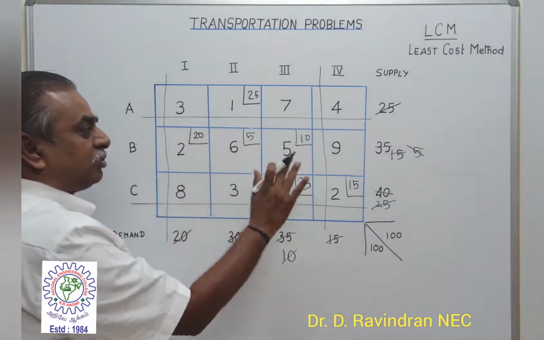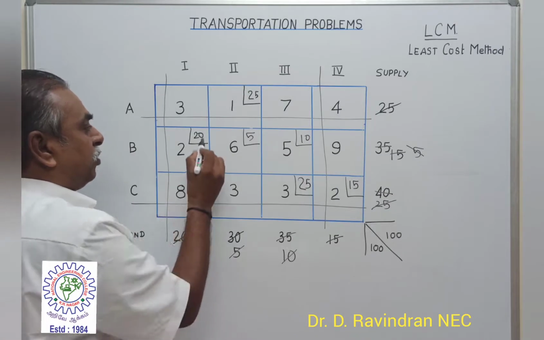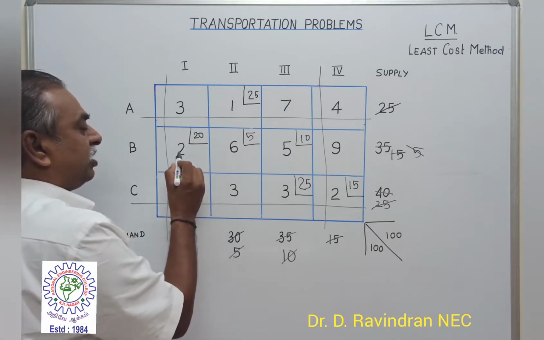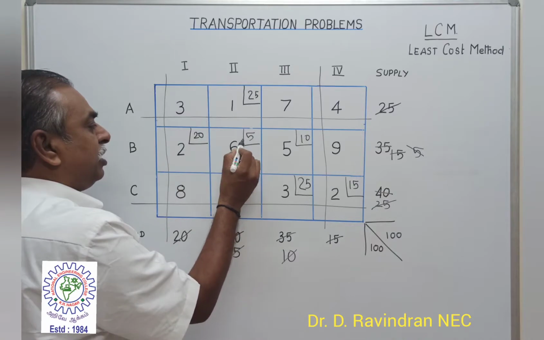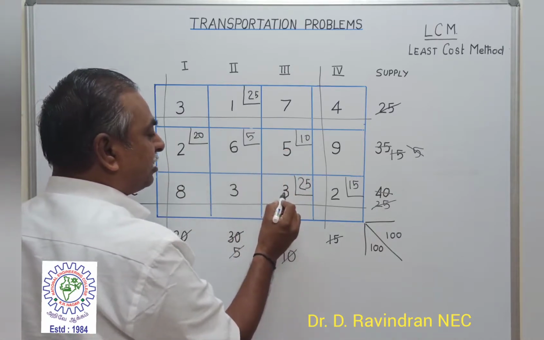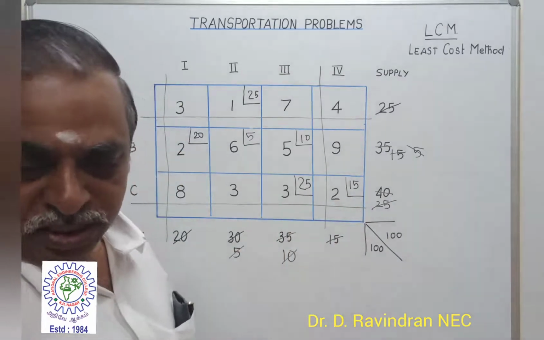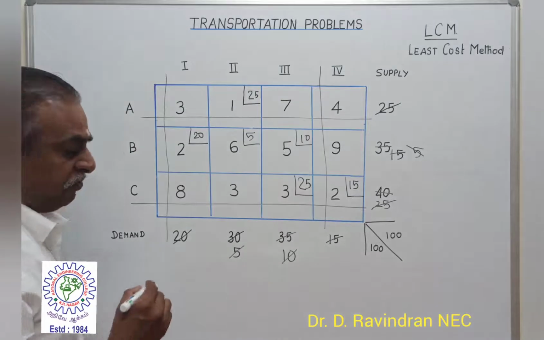Now as per this transportation table, 25 units will be transferred at the cost of 1 rupee, 20 units at the cost of 2, 5 units at the cost of 6, 10 units at the cost of 5, 25 units at the cost of 3, and 15 units at the cost of 2. So the total transportation cost will become 250.